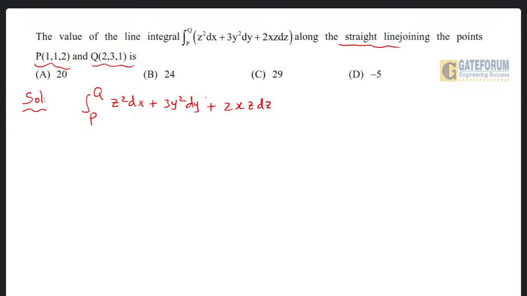That is one method. The second method for this problem is that I can express this integrand, that is z square dx plus 3y square dy plus 2xz dz, as the derivative of some function using standard exact differentials. Once you express it like that, that derivative and this integration get cancelled, and just substituting the upper limit and lower limit by the normal integration method. Let us see. Here this term is variable separable.